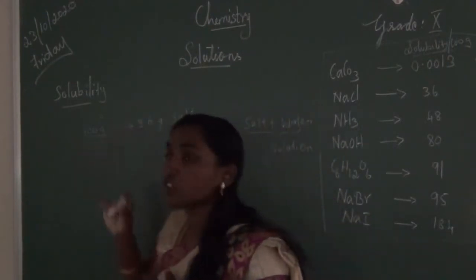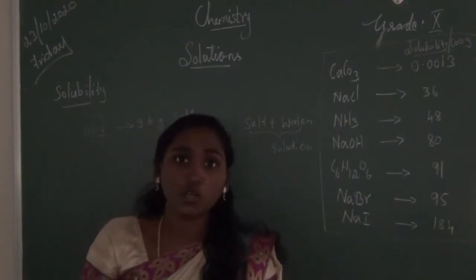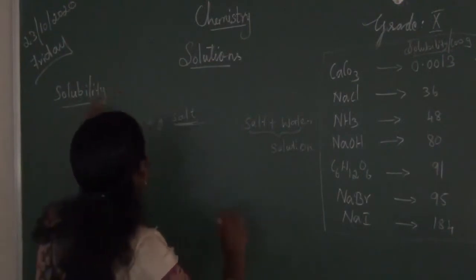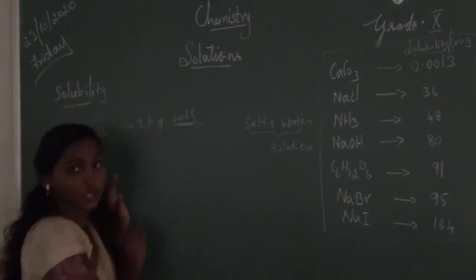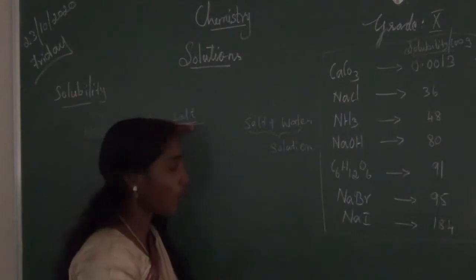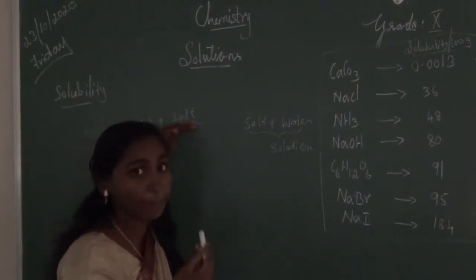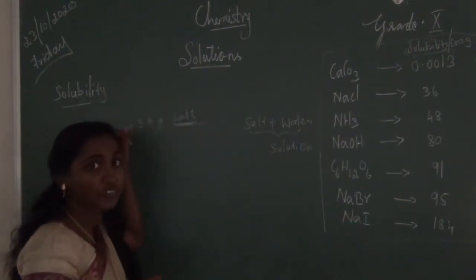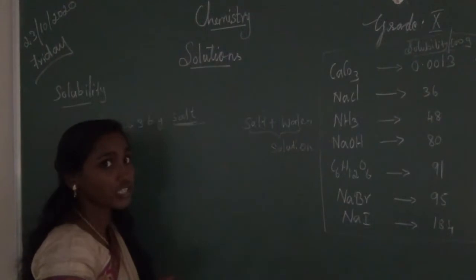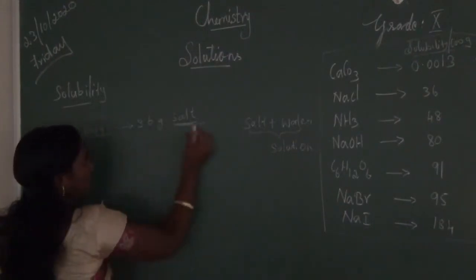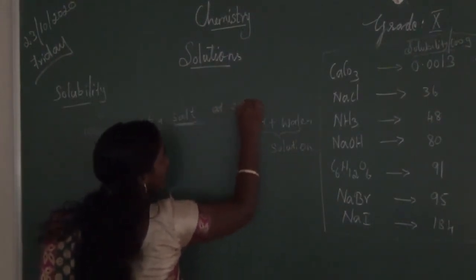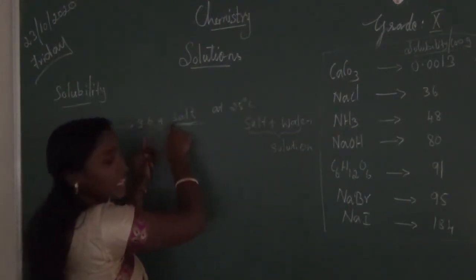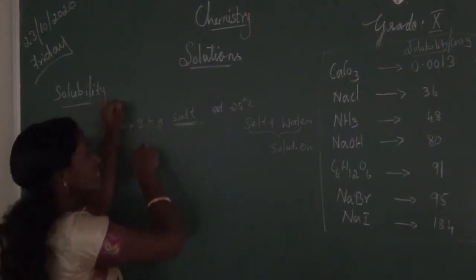Next we are going to study the definition of solubility. Solubility is defined as the amount of salt, that means solute, dissolved in a definite amount of solvent at a definite temperature. At 25 degrees Celsius, 100 gram of water can dissolve 36 gram of salt. That is called solubility.